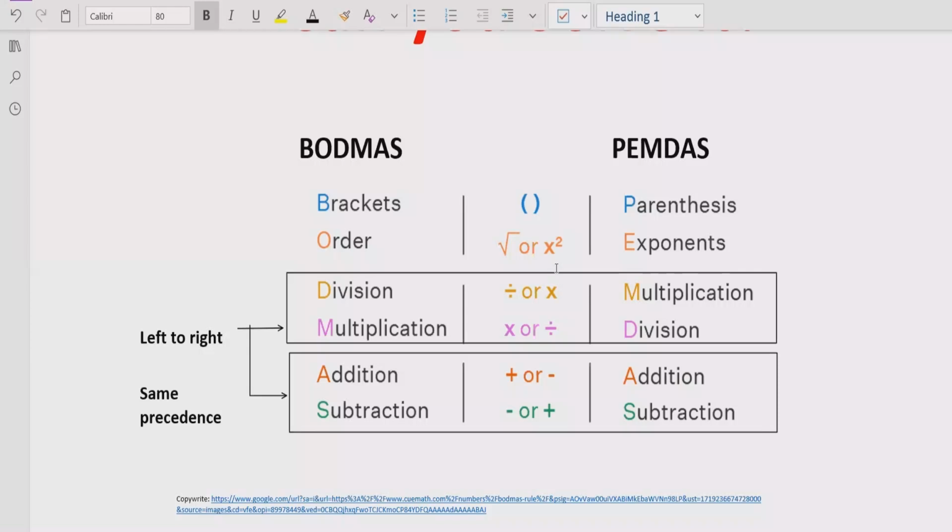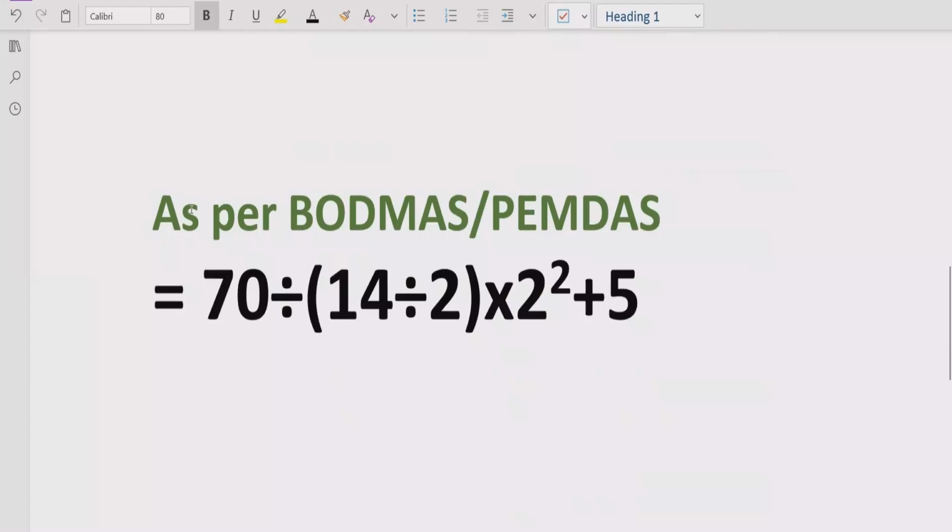Similarly, for addition and subtraction, we have the same rule. We can solve addition first if it is coming first, and we can solve subtraction first if it is coming first, because they have similar precedence. So now we have to go to solve the given expression. According to the BODMAS and PEMDAS rule, first of all, we have to solve the bracket.